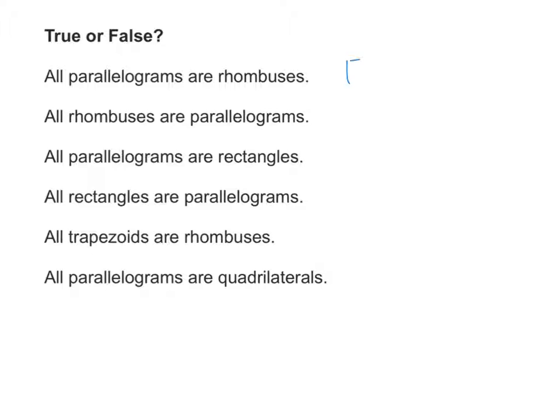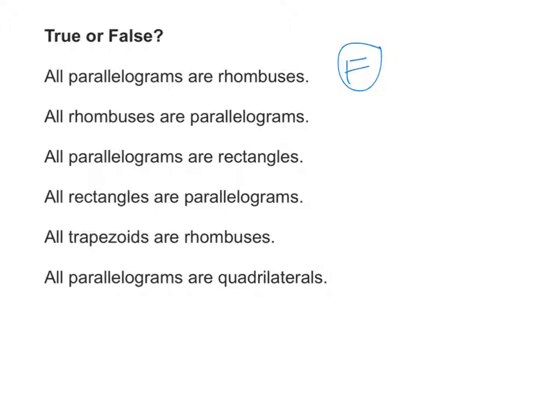All parallelograms are rhombuses. False. What conditions need to be there in order for a parallelogram to be a rhombus? Jack? A rhombus has 4 congruent sides. Very good. A rhombus has 4 congruent sides. Not all parallelograms have 4 congruent sides, but some do. And the ones that do are called rhombuses.